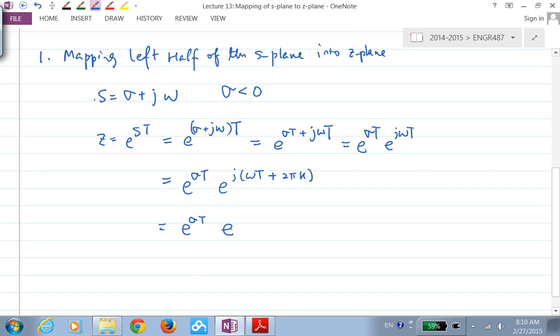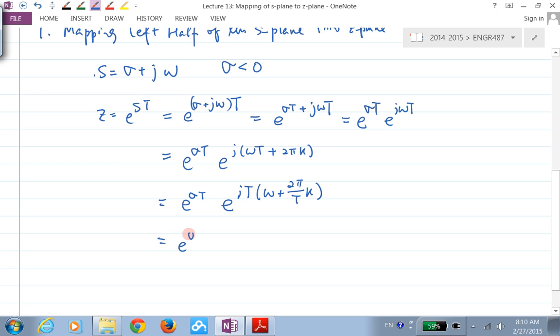Now let's manipulate this a little bit. We'll take the sampling time T out. This is omega plus 2 pi over T times k. What is 2 pi over T? T is the sampling time, so 2 pi over T is the sampling frequency, times k. That's all the manipulation we need.